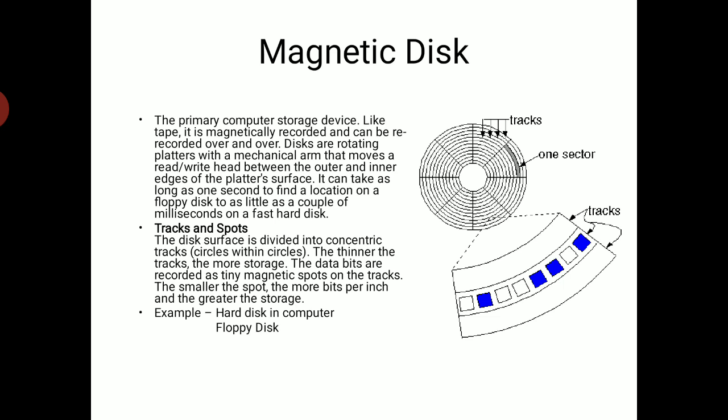The disk has rotating plates, and magnetic arms move around it. It may be used to read or write. It has to place tracks for each access. These concentric tracks are called circles. The thinner part will have more storage. The data will be recorded on the magnetic spots of the disk, and it may be used for a hard disk in a system or a floppy disk, etc.